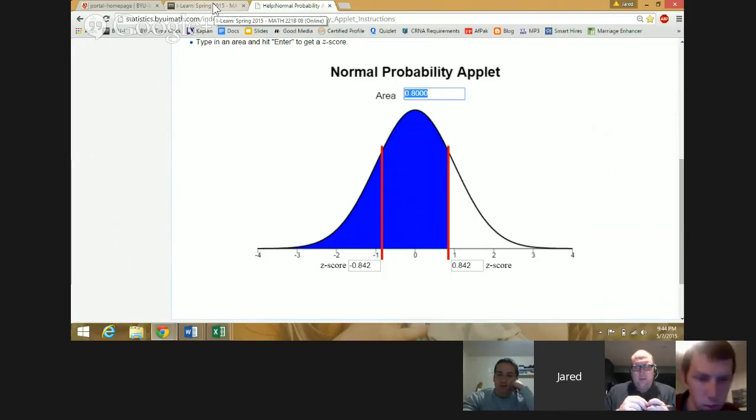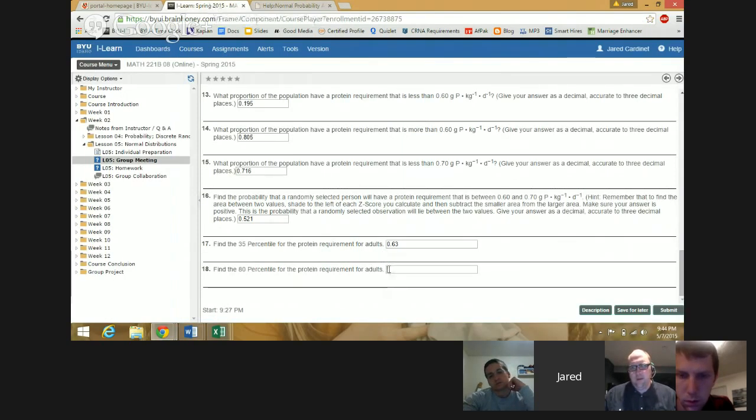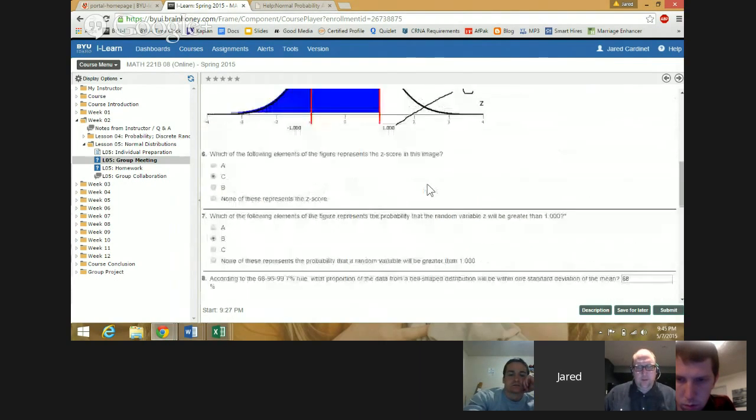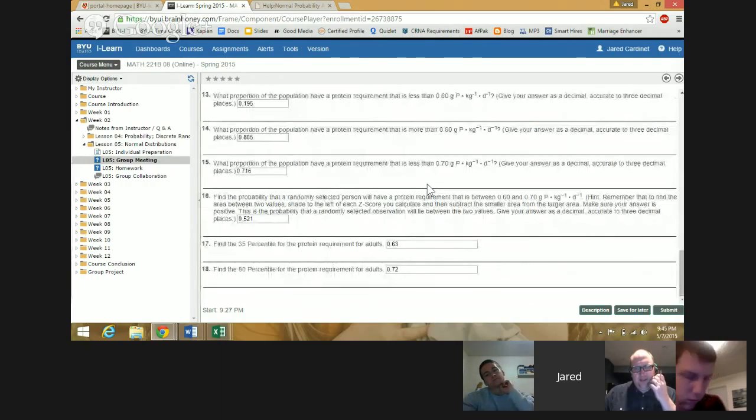0.842. So 0.842 is going to be multiplied by the 0.07 plus the mean. It's going to come out to be 0.719, so 0.72. Which is above the mean, and that is where it should be. Okay, so we have 17 is 0.63 and 18 is 0.72, correct? Yeah. All right.